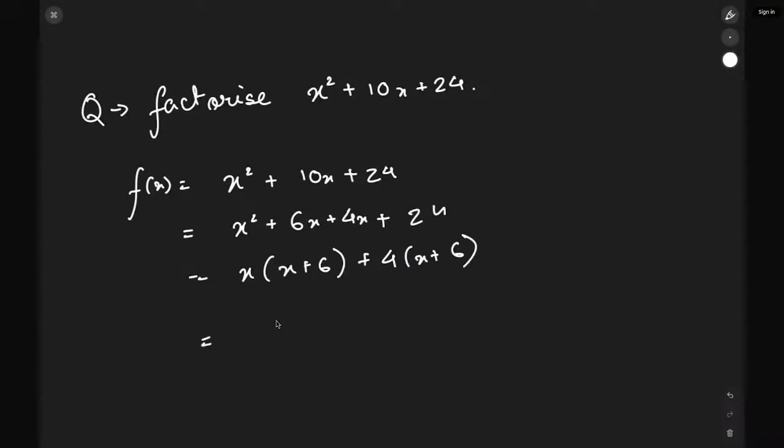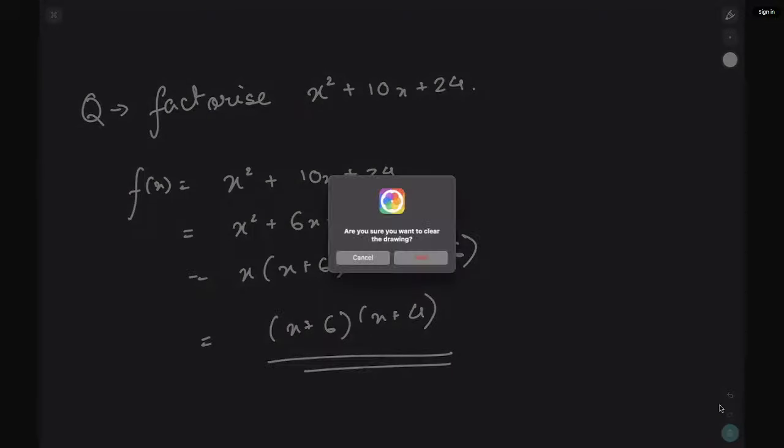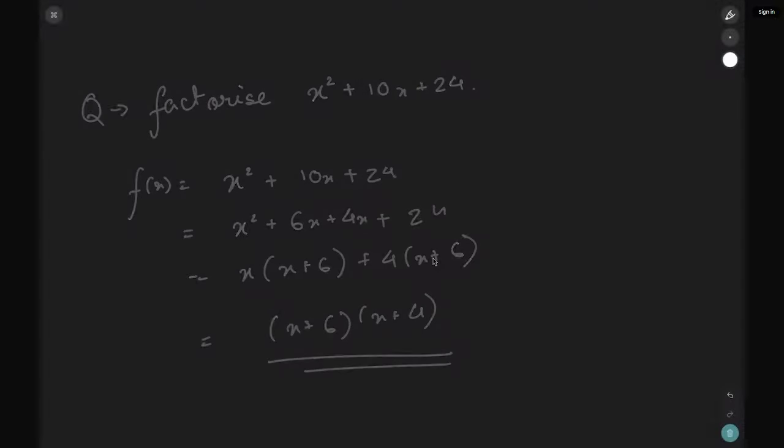Now we have factorized this whole function in two parts. So this was the question, and it is a simple question, no need to explain anything in this. And now I'll be jumping on to the next question.